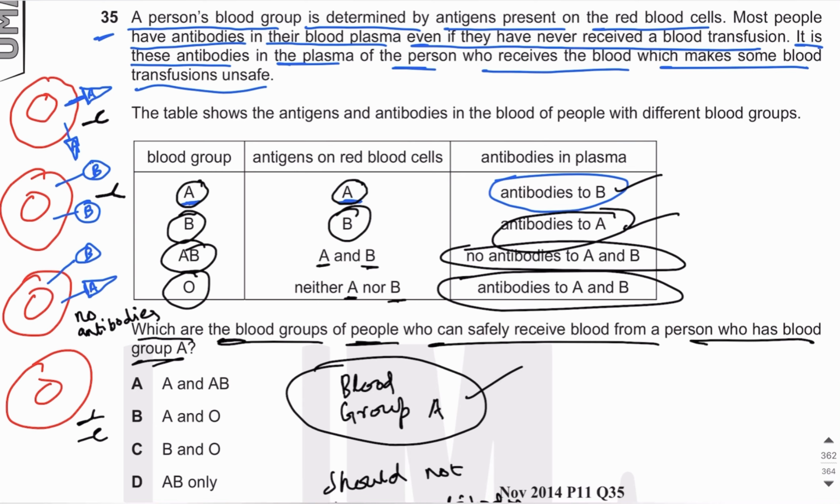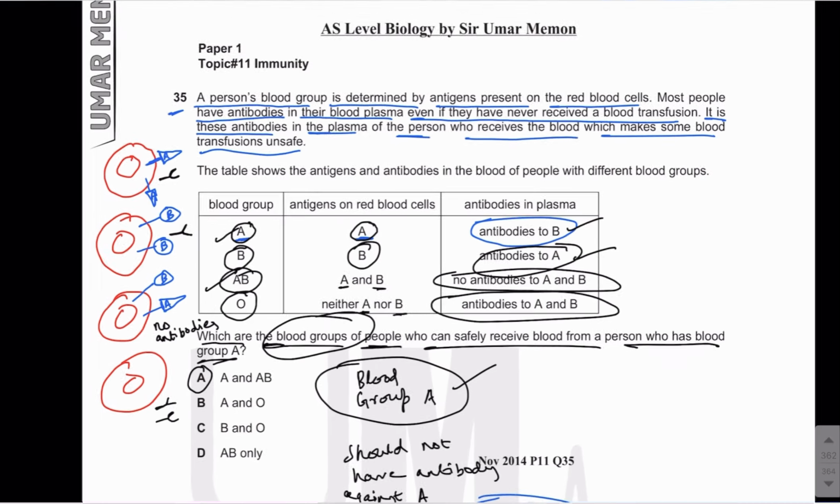So for example, if you're transfusing a blood with blood group A, then the recipient should not have antibody against A antigen. So which are the blood groups of people who can safely receive blood from a person who has blood group A? The answer should be A and AB, because we can see in the table, if we talk about A and AB, these two blood groups have no antibody against A. So they can safely receive blood from a person who has blood group A.